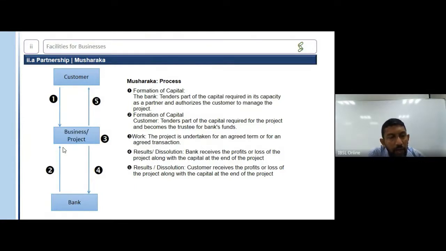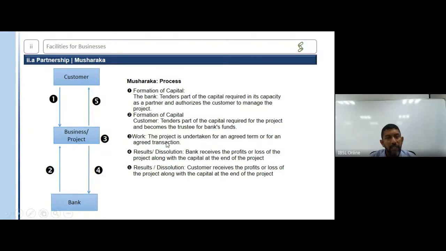So, we assume the profit sharing ratio is 50-50. The Musharaka, in which both parties contribute 100,000 rupees, now has a capital of 200,000 rupees. Using the capital, they bought tea for 200,000 rupees and sold the tea for 300,000 rupees. You have a profit of 100,000 rupees.